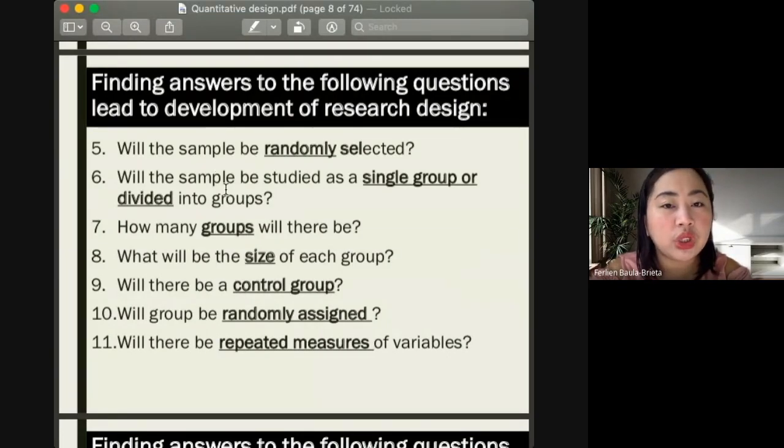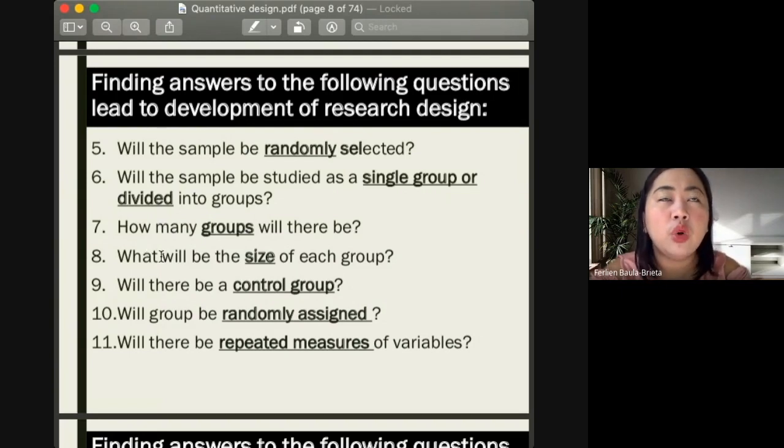The next question is, are you going to study a single group, or are you going to study a population divided into different groups or strata? Next is, how many groups will there be? Are you going to consider one group, two groups, or three groups according to your related literature's background? Next is, what will be the size of each group?